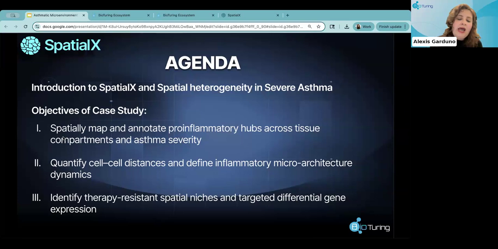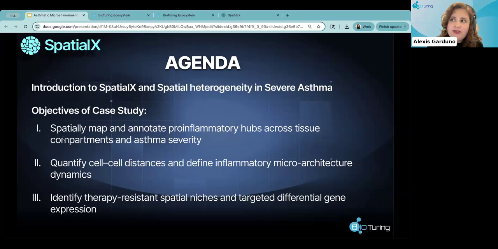One is looking at how we can spatially map and annotate these pro-inflammatory hubs within the tissue compartments and within asthma severity. So how can we subcluster specific samples and look at these hubs and the transcript location. The second one has to do with how we can quantify cell-to-cell distances and define inflammatory microarchitecture dynamics.